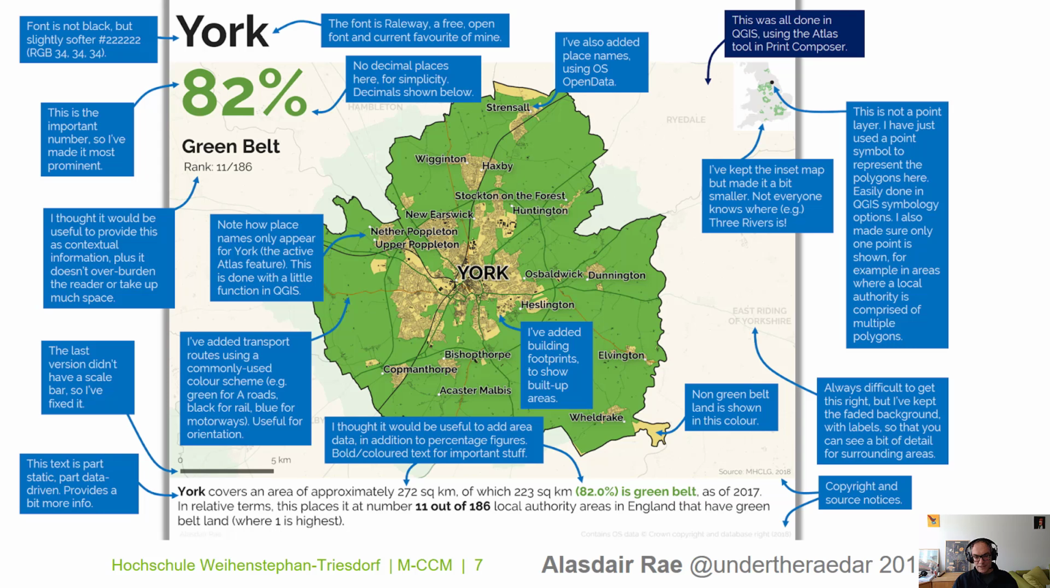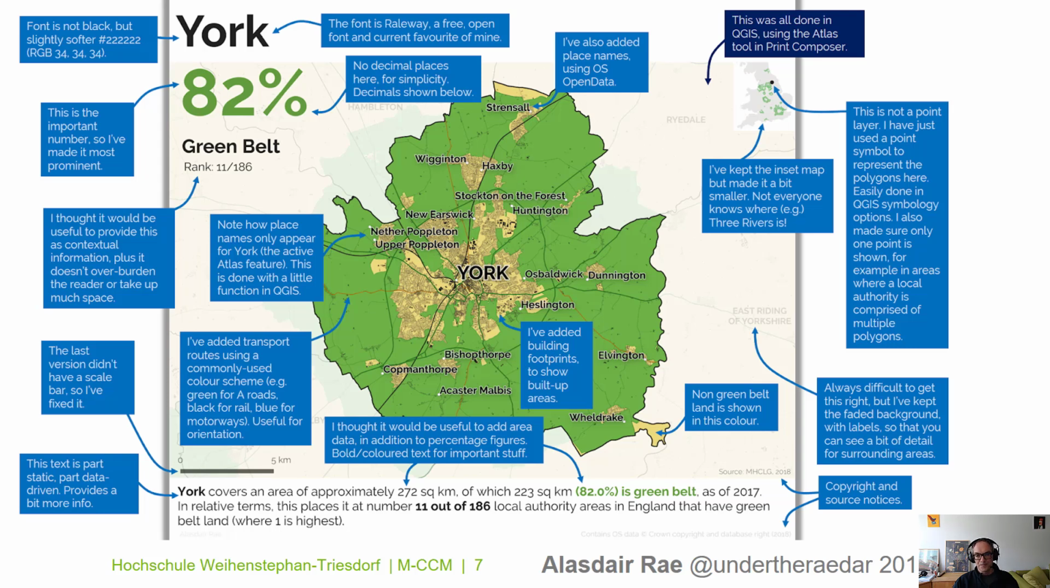This here is an example by my colleague Alistair Ray from the UK. You find him under the pseudonym Under the Radar, and he is giving a lot of QGIS instructions and tutorials. And this is a map built in QGIS showing the amount of greenbelt for the northern English city of York. Greenbelt is a British planning tool to prevent urban sprawl. So in the green area, developments are restricted.